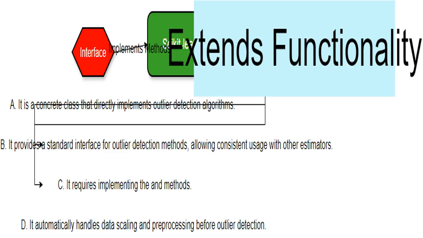You use OutlierMixin to expand what a class can do. It's not a complete algorithm by itself. It provides tools, methods, for outlier detection. You can add its methods to other classes to improve their functionality. You know, like extending a house with an extra room.